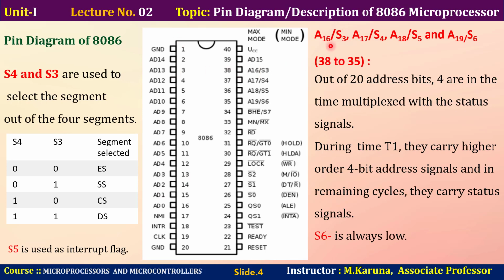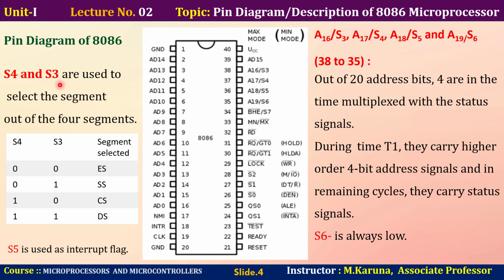Coming to A16, 17, 18, 19. Out of 20 address bits, the 4 higher order address bits are multiplexed with the status bits. Those are S3, S4, S5, S6. During the time T1, these lines will carry the higher order 4 address bits. In the remaining cycles, they carry status signals. Here S6 is always low. Coming to S3, S4, S5. S5 is used as interrupt flag, or we can say the status S5 gives the current setting of the interrupt flag.